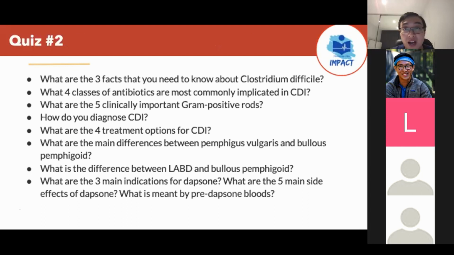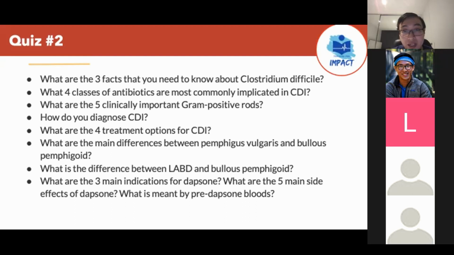So quick quiz: 3 facts that you need to know about Clostridium difficile. Spore forming, strict anaerobe, and it's one of the 5 gram-positive rods. 4 classes of antibiotics most commonly implicated in Clostridium difficile infection, as we were talking about: fluoroquinolones, clindamycin, cephalosporins, and penicillins. 5 clinically important gram-positive rods. Remember A, B, C, D, and L.